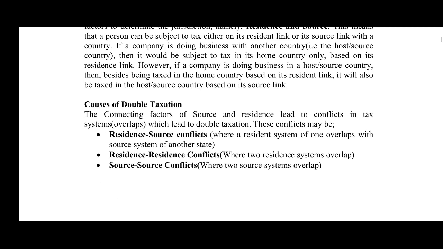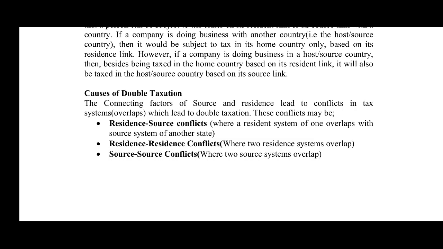So, what are the causes of double taxation? The connecting factors of source and residence lead to conflict in tax systems or overlaps, which lead to double taxation. These conflicts may be residence-source conflicts. This is where the residence system of one state overlaps with the source system of another state. Just like the example we saw above, if A goes to transact business in country B, he will be taxed in country A as a resident using the residence system, and he will be taxed in country B because the income was generated from that source. So there will be a residence-source conflict.